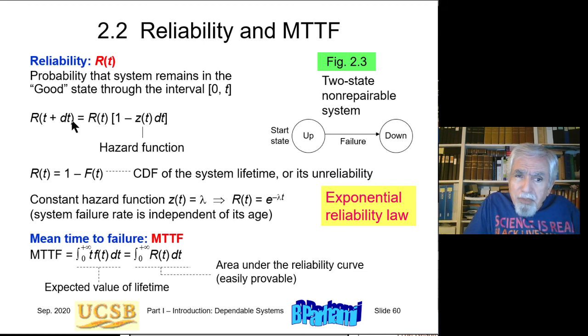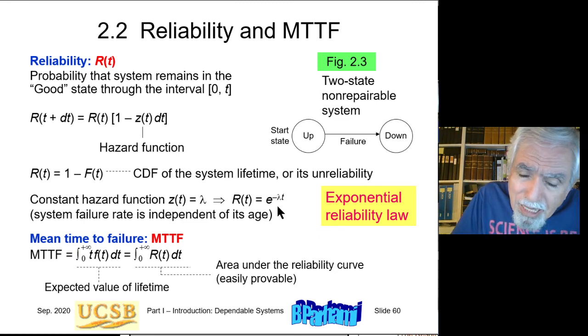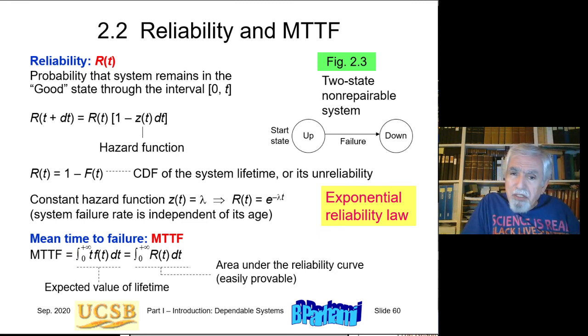So r of t plus dt is r of t times 1 minus lambda dt. So I can say r of t plus dt minus r of t, take that to the other side, and divide by dt, so that's the derivative of r of t, is equal to minus r of t times lambda. Okay, this is a simple differential equation whose solution is r of t equal to e to the minus lambda t. Remember, we used this exponential reliability equation in the first lecture.